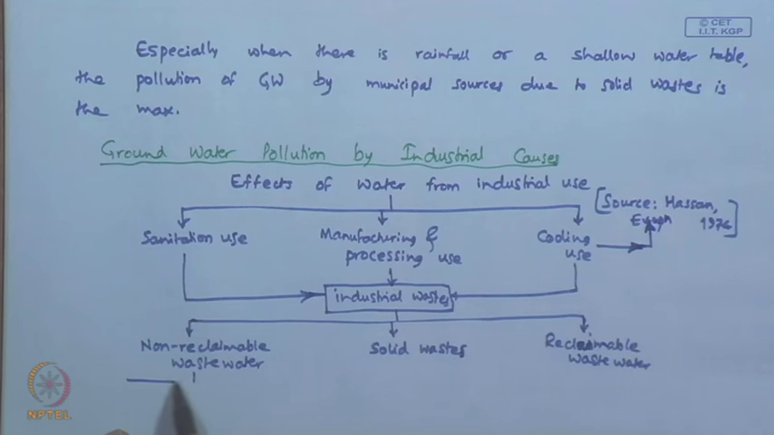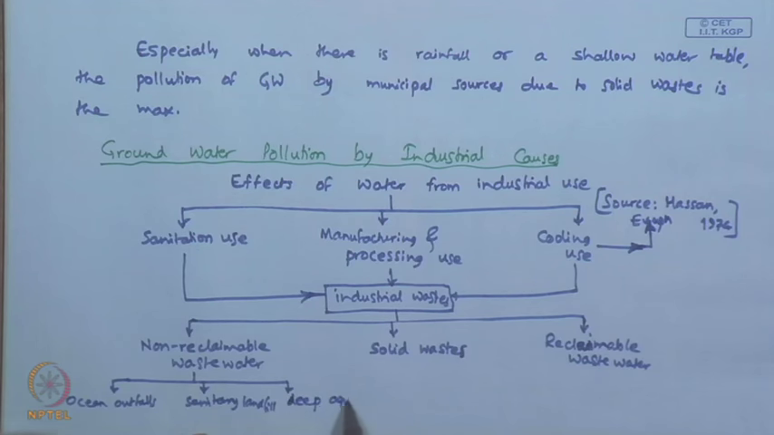Now, this non-reclaimable wastewater again has three routes. It may either go to ocean outfalls, it may go to a sanitary landfill, or it may go to deep aquifer injection.